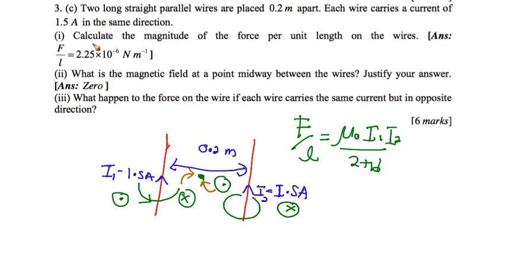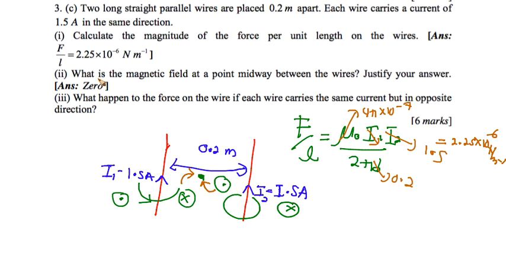Force per unit length. So the first question is the force per unit length. Mu naught is the constant, 4 pi times 10 to the minus 7, and I1 and I2 are both 1.5, the same magnitude, and d is the distance between the two wires, equal to 0.2 meter, over 2 pi. So the value of force per unit length is equal to 2.25 times 10 to the minus 6. The unit is Newton per meter, because this is Newton and L is length in meters.